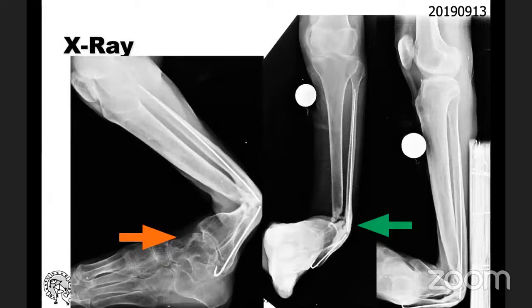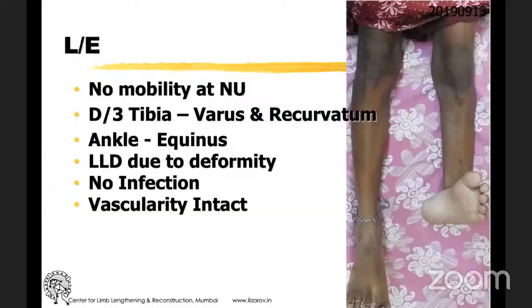X-ray shows a non-union at the distal third of the tibia with tapering ends, tibial deformity, recurvatum and varus, ankle equinus, some amount of rotation, and the fibula also united in an abnormal position with K-wire broken in situ, and the foot shows disuse osteopenia. Local examination shows no mobility at the non-union site, distal third tibia, varus and recurvatum deformity, ankle equinus, limb length discrepancy due to deformity, no infection, vascularity intact.